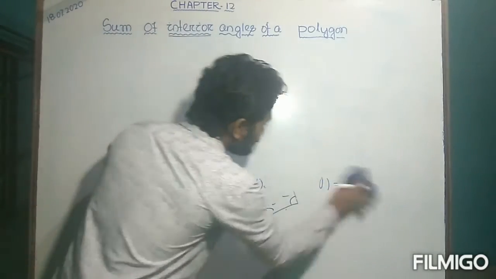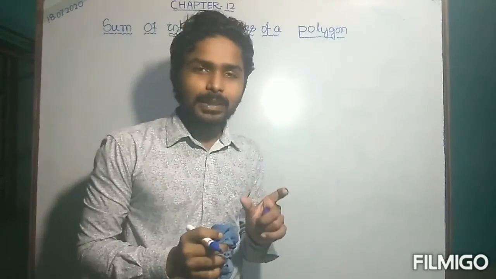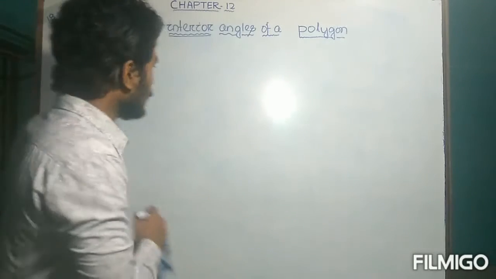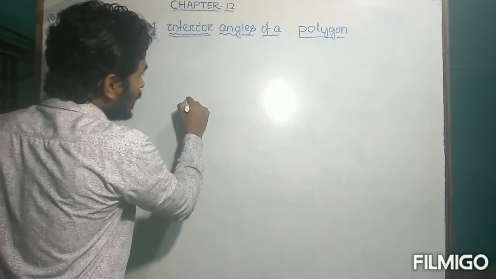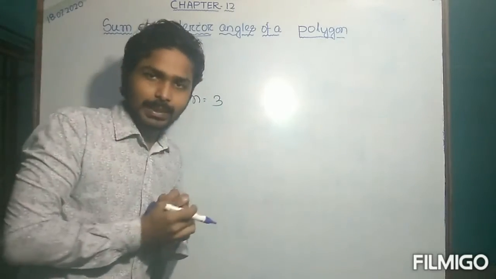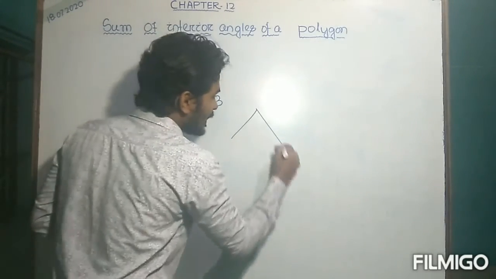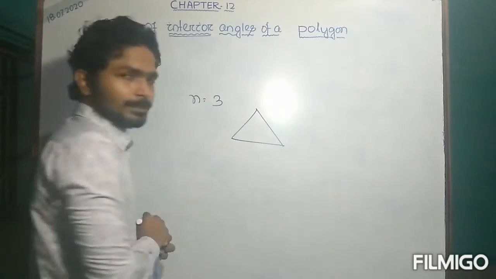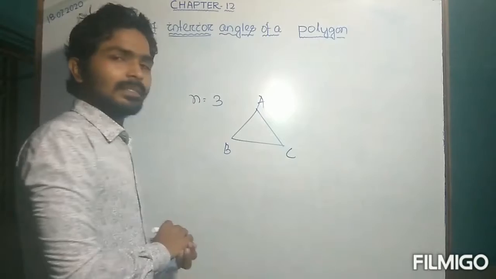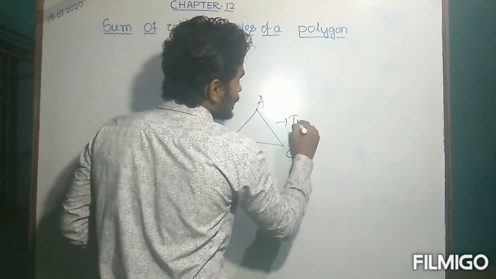As we know, a polygon is formed by taking at least 3 sides or 3 straight lines. Suppose we form a polygon which has only 3 sides. That means n is equal to 3. Then what is the name of that polygon? First side, second side and third side. It is a polygon having 3 sides, and this polygon is known as a triangle.